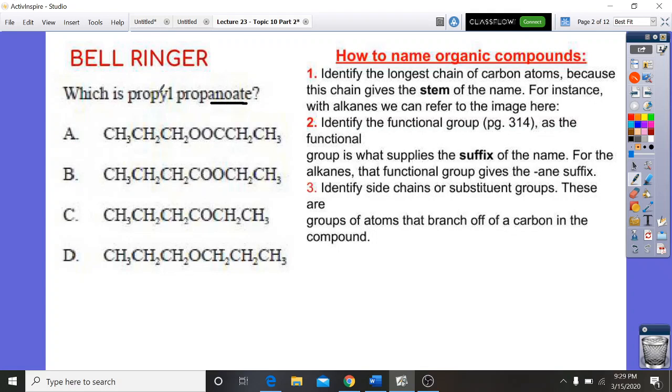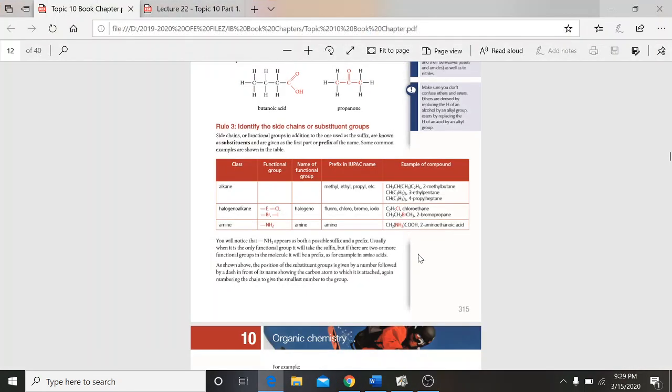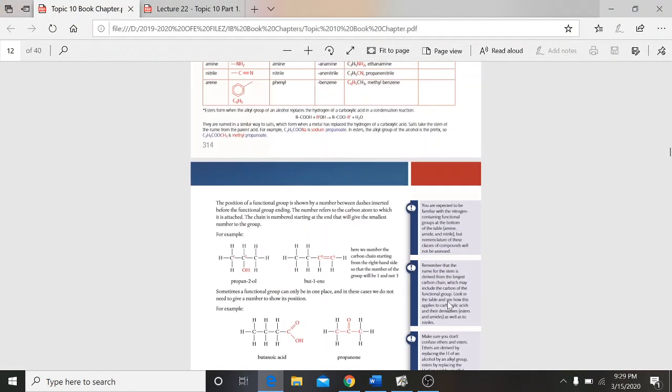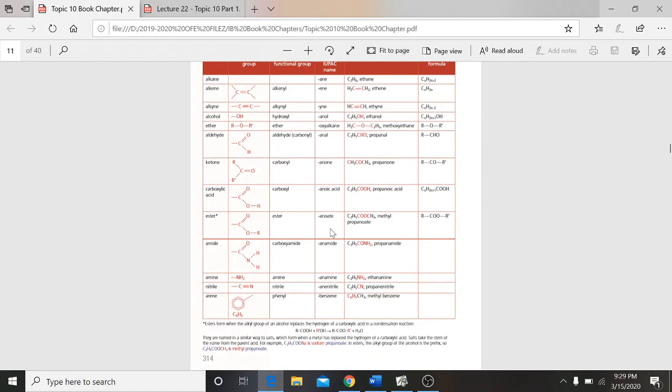Propyl propanoate. Anoate is something different. It must be a functional group. So you're going to go into your chapter and go to pages 314 and 315. Look for anoate. Obviously, at some point, you'll have to have these memorized, but for now, let's just use our resources. An anoate contains what's called an ester.